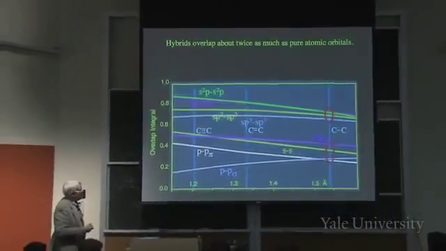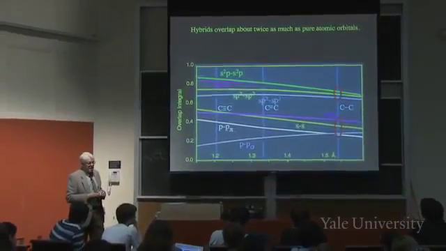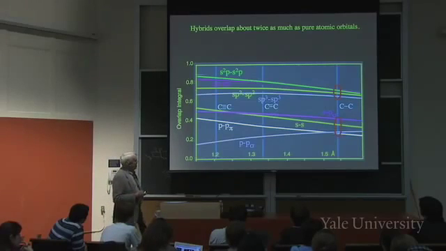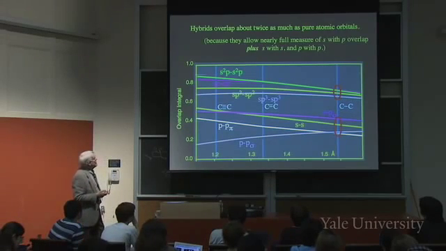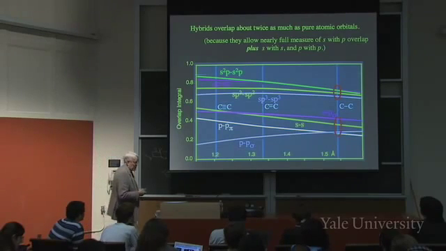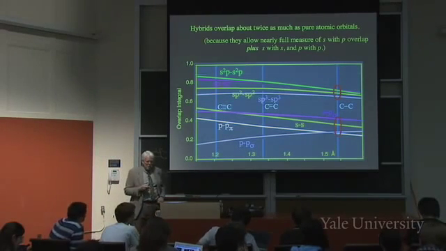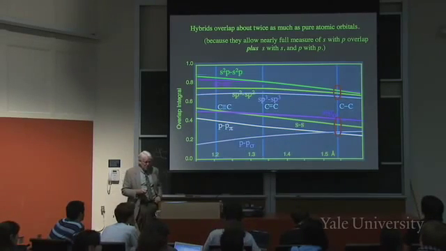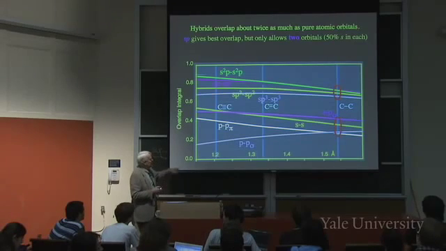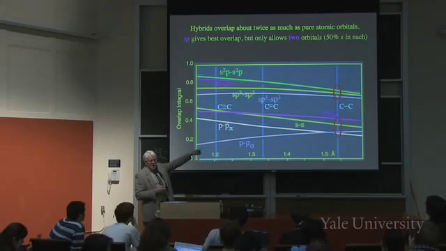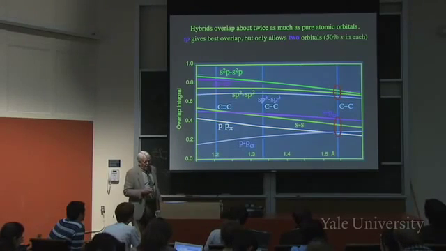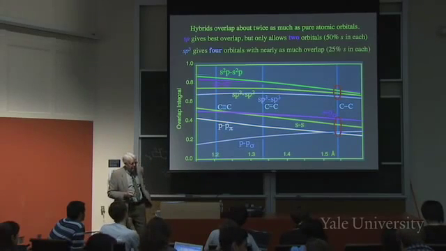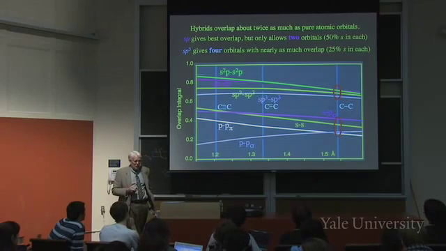Okay, and what you see here is that sp3 isn't much worse than sp squared. So why not make 4, right? Because you can. Okay, anyhow, that's the hybridization of carbon. And the reason they do this, as I already said, is because they allow nearly full measure of s with p overlap, plus s with s and p with p when you have mixtures. So that all depends on the fact that sp sigma is so good in its overlap. Now, sp gives the best overlap, but only allows 2 orbitals with 50% in each. sp3 gives 4 and nearly as much overlap.